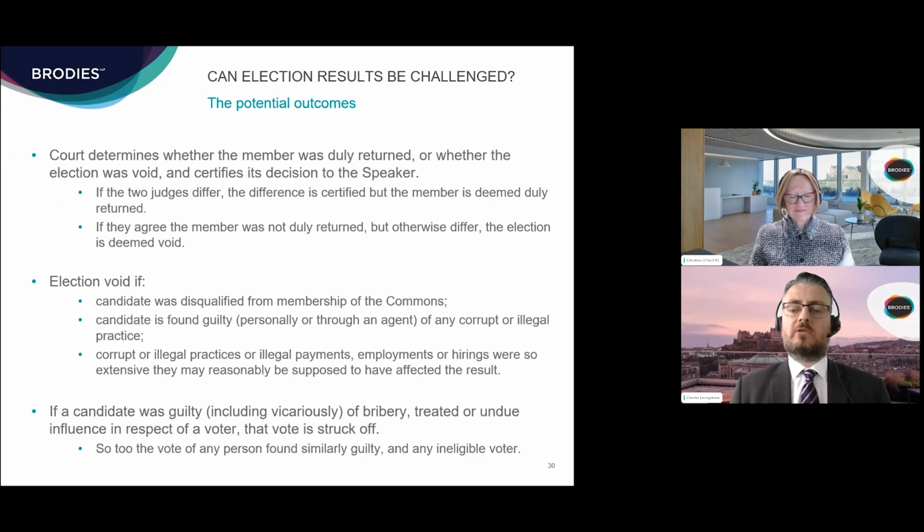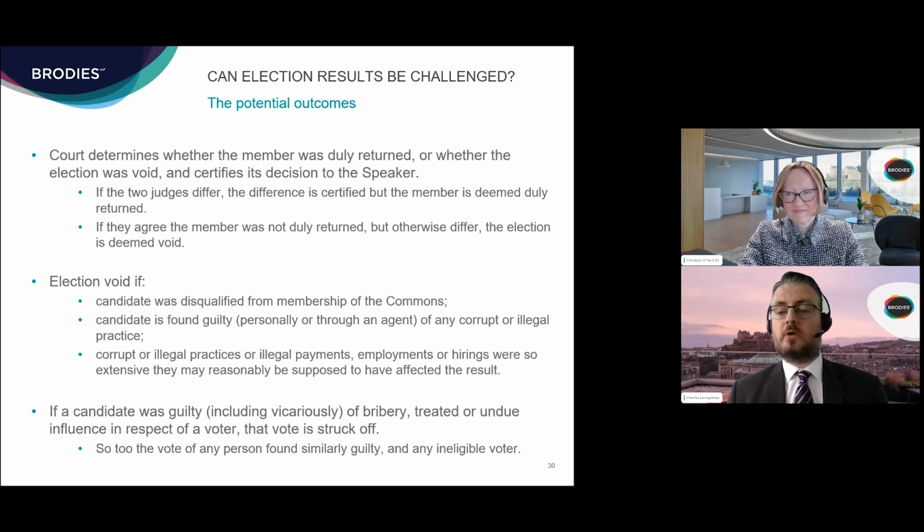So the court determines whether the member was duly returned or whether the election was void. Those are not necessarily the same thing, and certifies its decision to the Speaker of the House of Commons. Obviously, it's 2 judges, so you might have a disagreement. If so, then they will certify the fact of that difference, but the member is deemed duly returned. If they agree on the outcome but differ on the reasoning, then the election is deemed void. So if they agree the member wasn't duly returned, then that's sufficient, even if they disagree on the reasons.